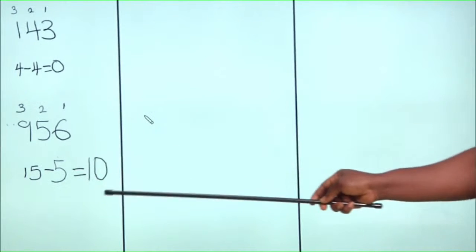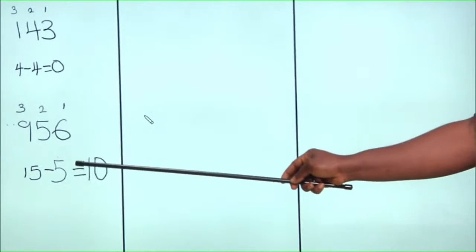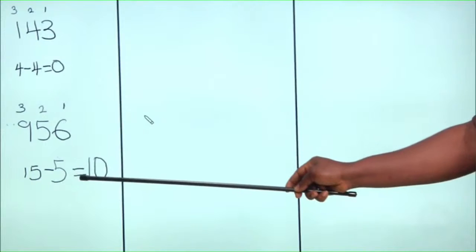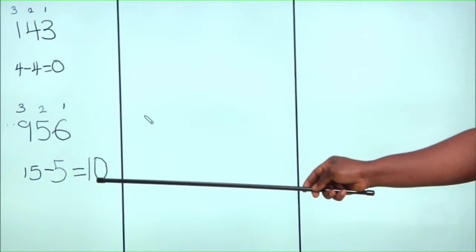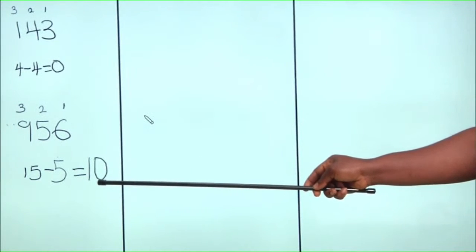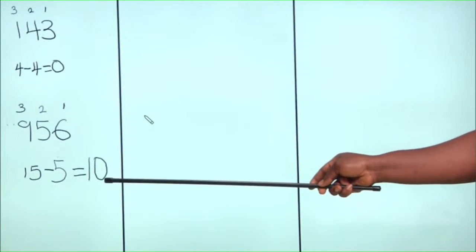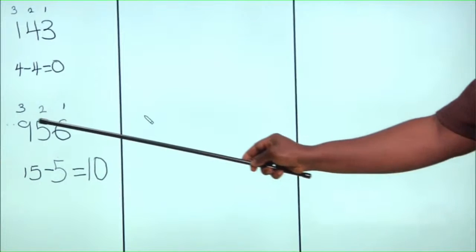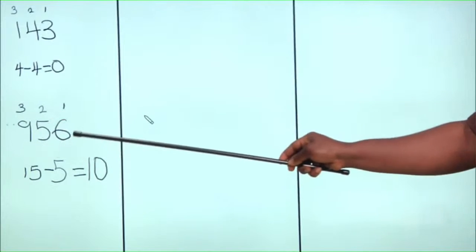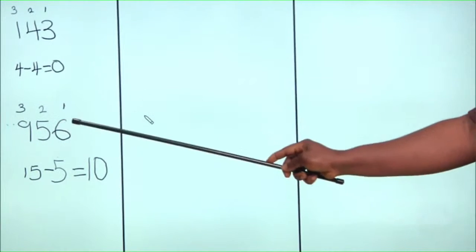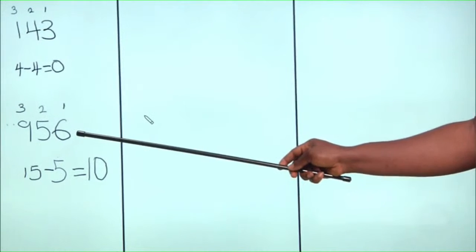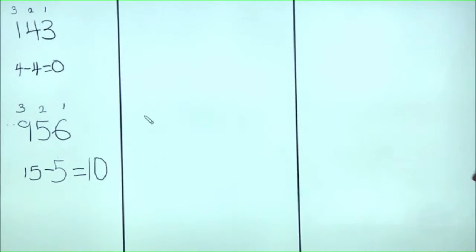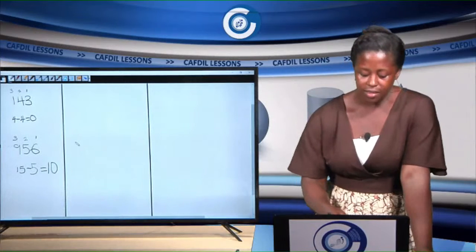Let's check if 10 is divisible by 11. Can we divide 10 by 11 without any remainder? There will be a remainder. So 10 is not divisible by 11. Therefore, this number 956 is not divisible by 11 or multiple of 11. So learners, let's cross it.